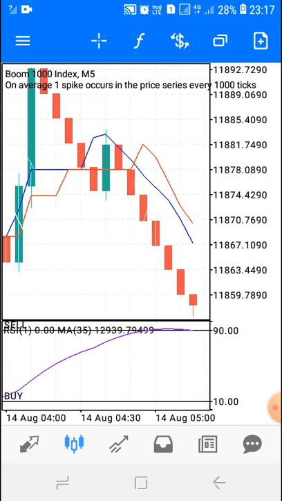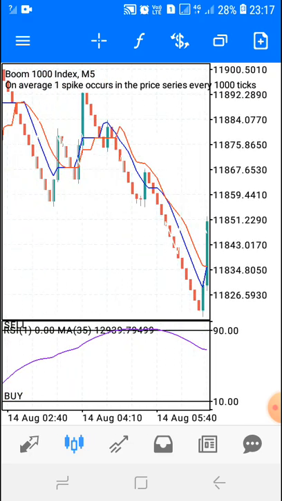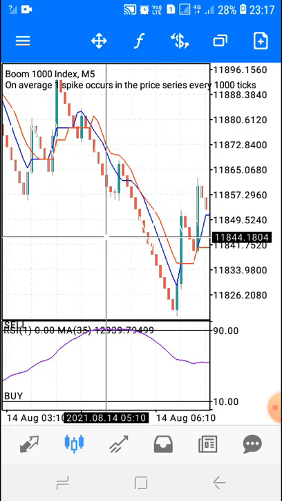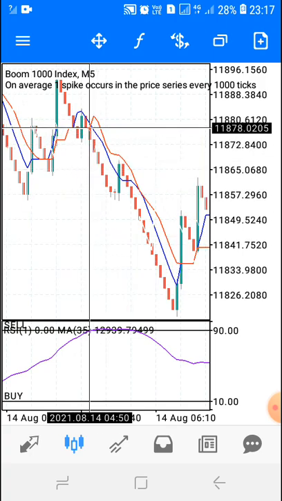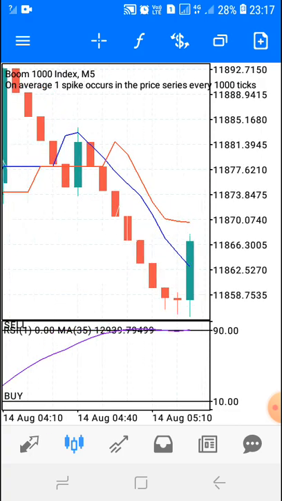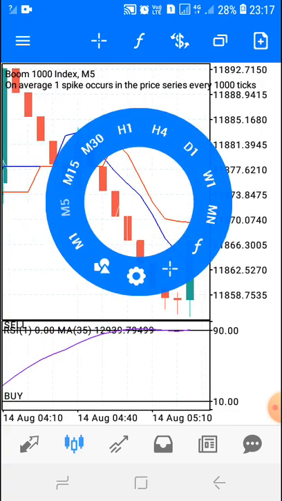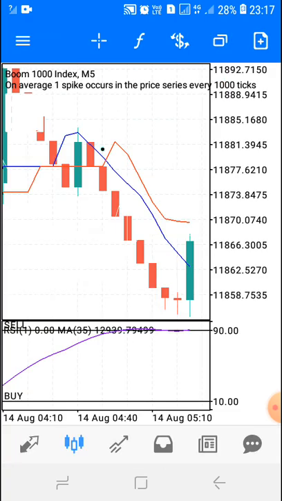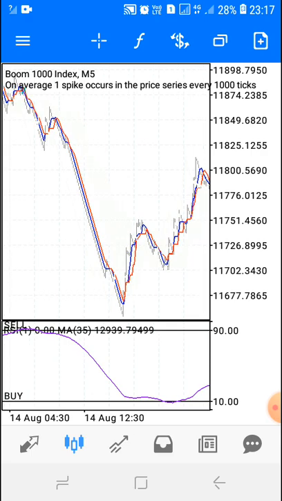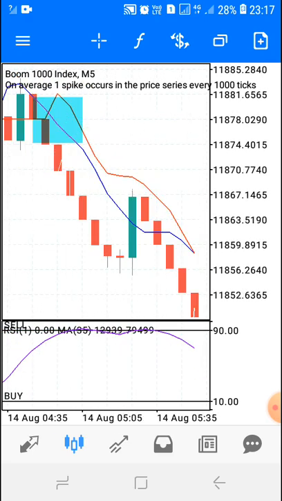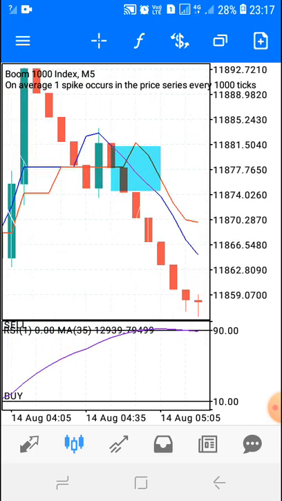And now you're looking for a crossover. You can see the crossover over here. This is where a crossover had occurred. Check it out. The moving average isn't moving. That is where a crossover had occurred.